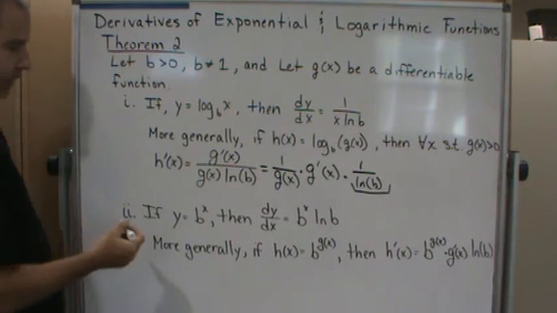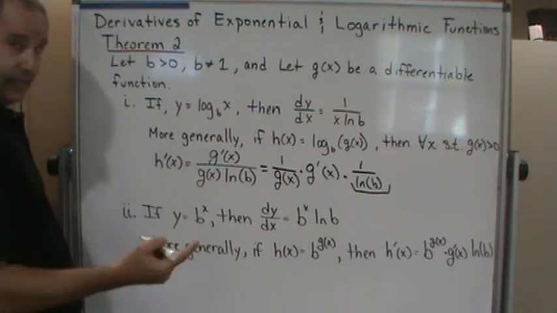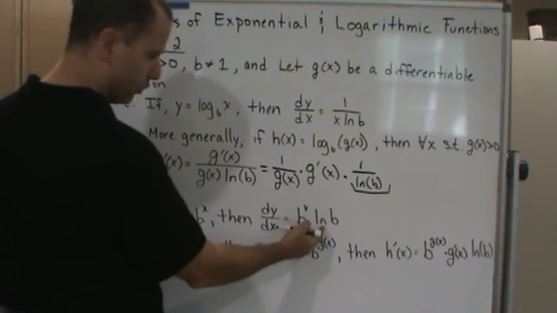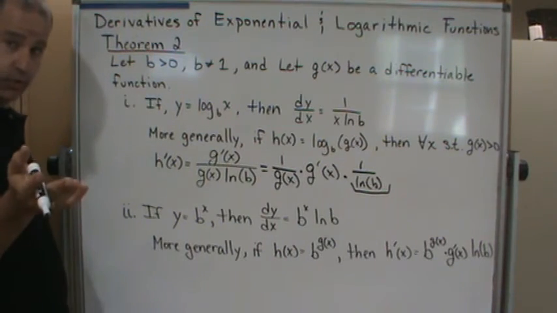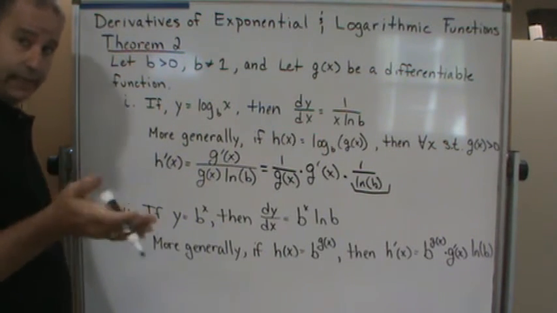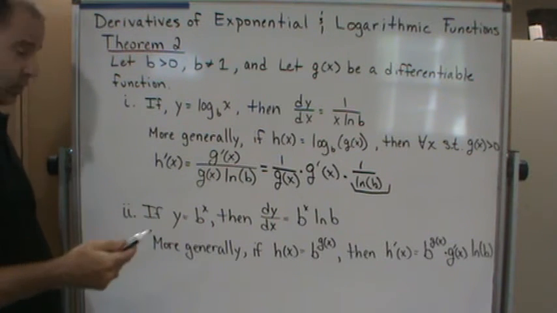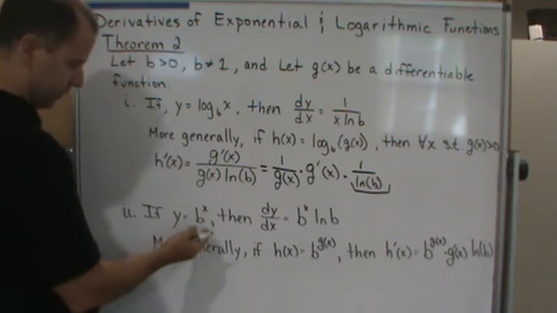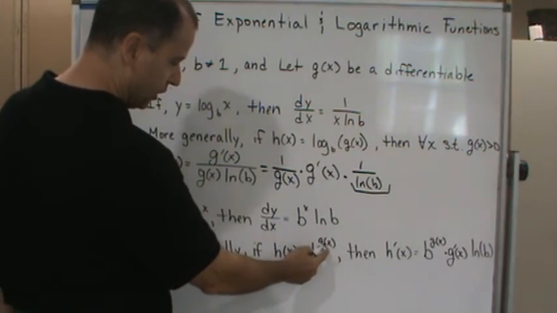Okay, and again, in the case of e to the x, the natural exponential, well, what's the natural log of e? 1. So it just became e to the x. So that's where we get the result that the derivative of e to the x is equal to e to the x. Okay? So again, this is a more general case. But even more generally, right? So what if instead of x, we have some function where we have b to the g of x?